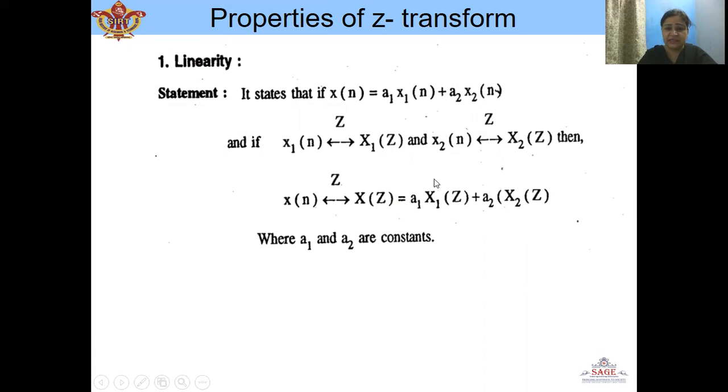That means the Z transform of x1(n) is multiplied by A1, the Z transform of x2(n) is multiplied by A2, and then both are added. It means the linearity property depends upon the superposition principle. The signal should satisfy the superposition principle. That means the system should have a homogeneity property as well as scaling property. Now we'll move on to the proof of this property.